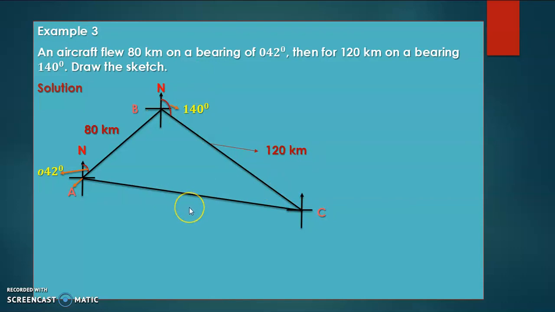So in your advanced class, when you get to SS2, they will teach you how to find the distance of A and B using the sine rule or the cosine rule. So at this level, this is what you are asked to learn, how to do the sketch. So when you get to your higher classes, you will be taught how to find the distance of A and B using the sine rule or cosine rule.